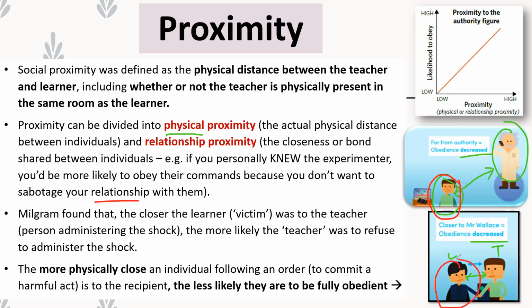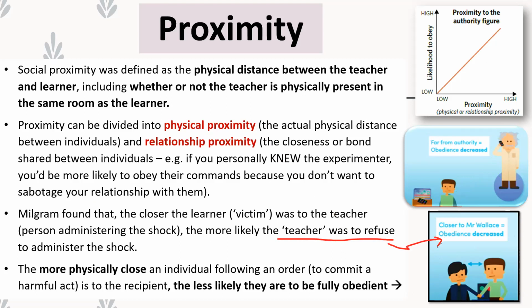Similarly, if you knew this person, let's say that as the teacher, you know that this learner is your sister's friend or your brother's friend or your second cousin, you are less likely to harm them. And so obedience will decrease because of that relationship proximity as well. Okay, so that's basically relationship proximity and physical proximity. Now, Milgram found that the closer the learner or the victim was to the teacher, the more likely the teacher was to refuse to administer the shock. So when you're refusing to administer the shock, you are showing decreased obedience. Okay, so that's the basic idea of proximity.